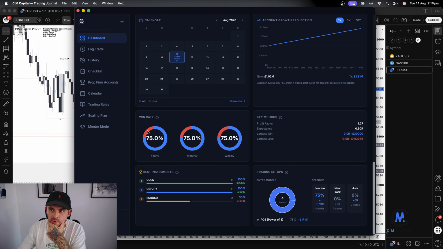At the bottom here, we've got a win rate. It's telling you what your yearly, your monthly, and weekly is, but obviously at the minute, because we've only traded 1 day, it's all going to be the same. Key metrics. These are just some key metrics down here.